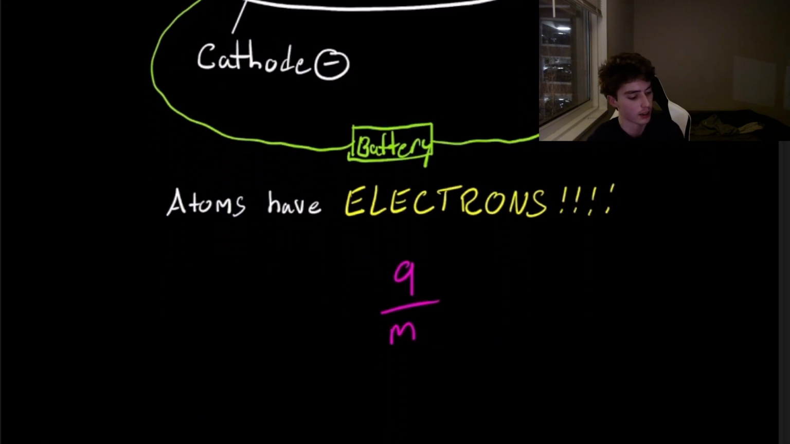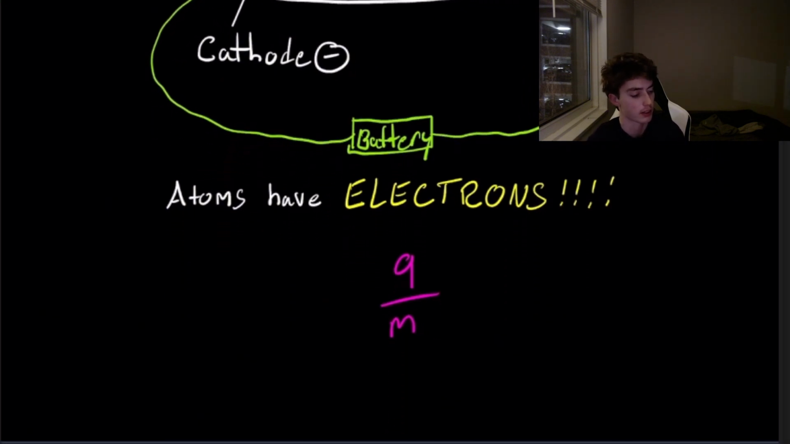The next thing that he did discover was the charge to mass ratio. The charge to mass ratio is exactly what it sounds like. It's literally the charge to mass ratio of an electron. If the charge to mass ratio is big, it can mean the charge is either very large or the mass is very small, or vice versa.